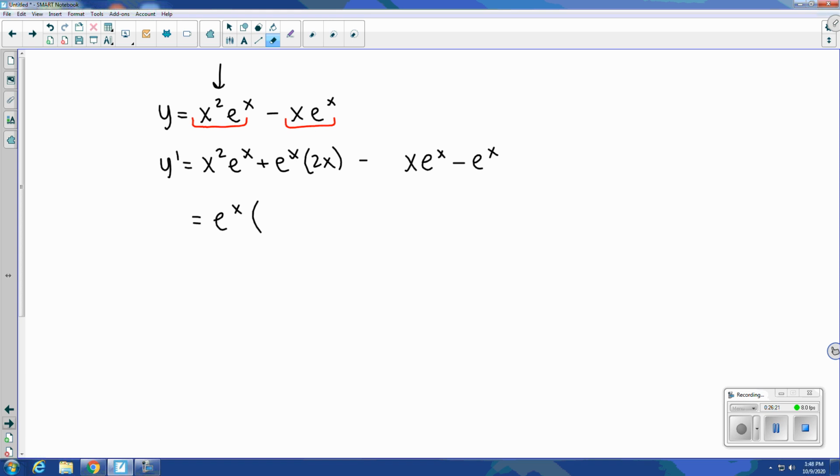And what are we left with? X squared plus 2x minus x minus 1. We can combine like terms there. And we'll use that as our final derivative answer.